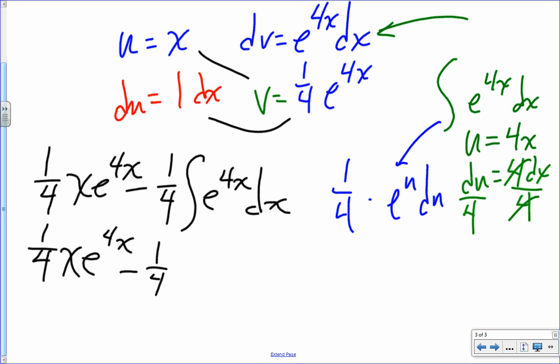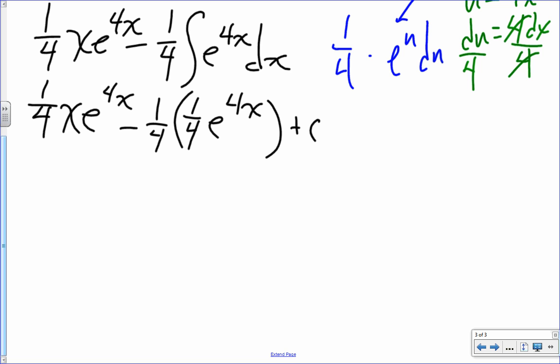Here's a 1/4 that came from earlier. And then in here, I'm going to put what we know the antiderivative to be. We just found it. It's right up here. We just did it to do that step, right? Of the exact same thing. So there's another 1/4 in here. Don't forget about that. That's just a really bad C at the end there.